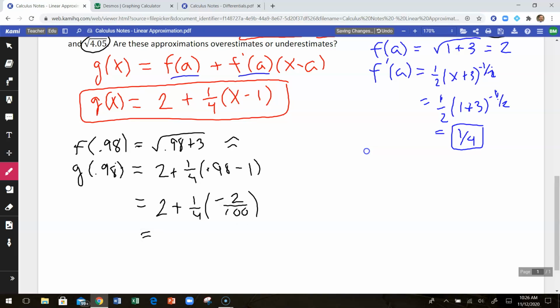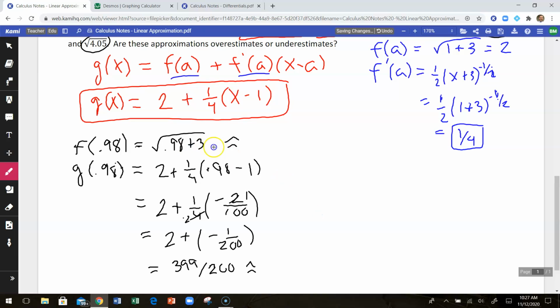And I'm going to keep evaluating this as a fraction here. So that's going to be 2 plus negative 1/200ths, if I multiply that by a fourth, just canceling here, that's a 2, that's a 1, and multiply across there. And so that's going to be 2 plus negative 1/200ths. 2 is 400/200ths, so that's going to be 399/200ths, which we'll find the value of in just a second here.